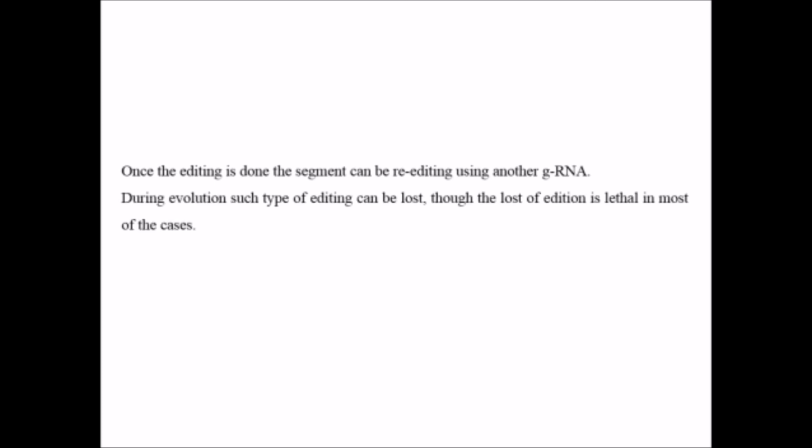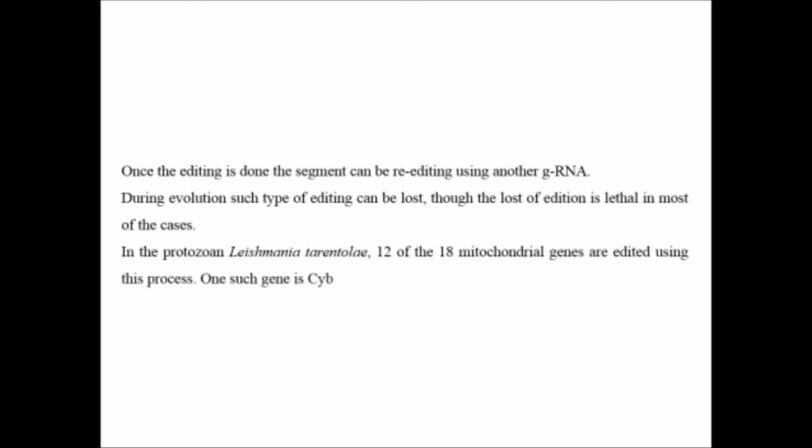Then there are certain points about the guide RNA, and these are: once the editing is done, the segment can be re-edited using another guide RNA or gRNA. And during evolution, such editing can be lost, though the loss of the editing is lethal in most of the cases. In the protozoan Leishmania tarentolae, 12 of the 18 mitochondrial genes are edited using this process, and one such gene is CYB.